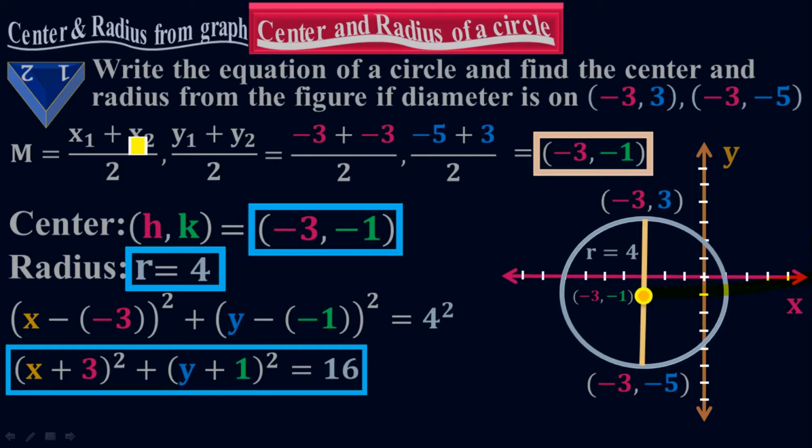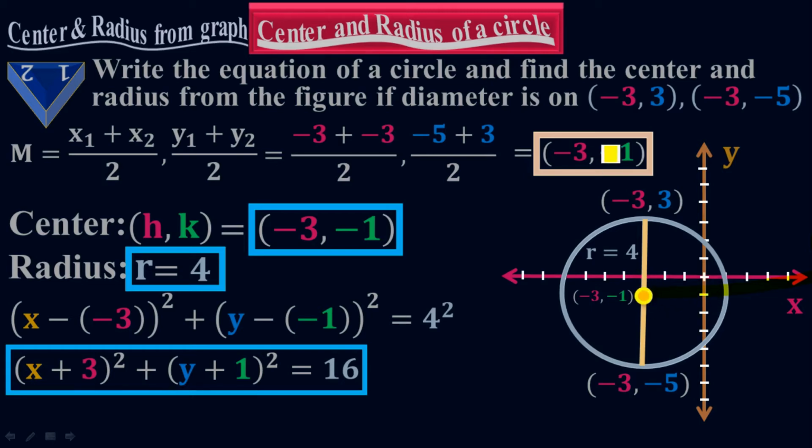M equals (x sub 1 plus x sub 2) over 2, comma, (y sub 1 plus y sub 2) over 2. I plugged in the respective values, and at the end I got (-3, -1), which is the center of the circle. This midpoint is the center, -3 along the x-axis and -1 along the y-axis.